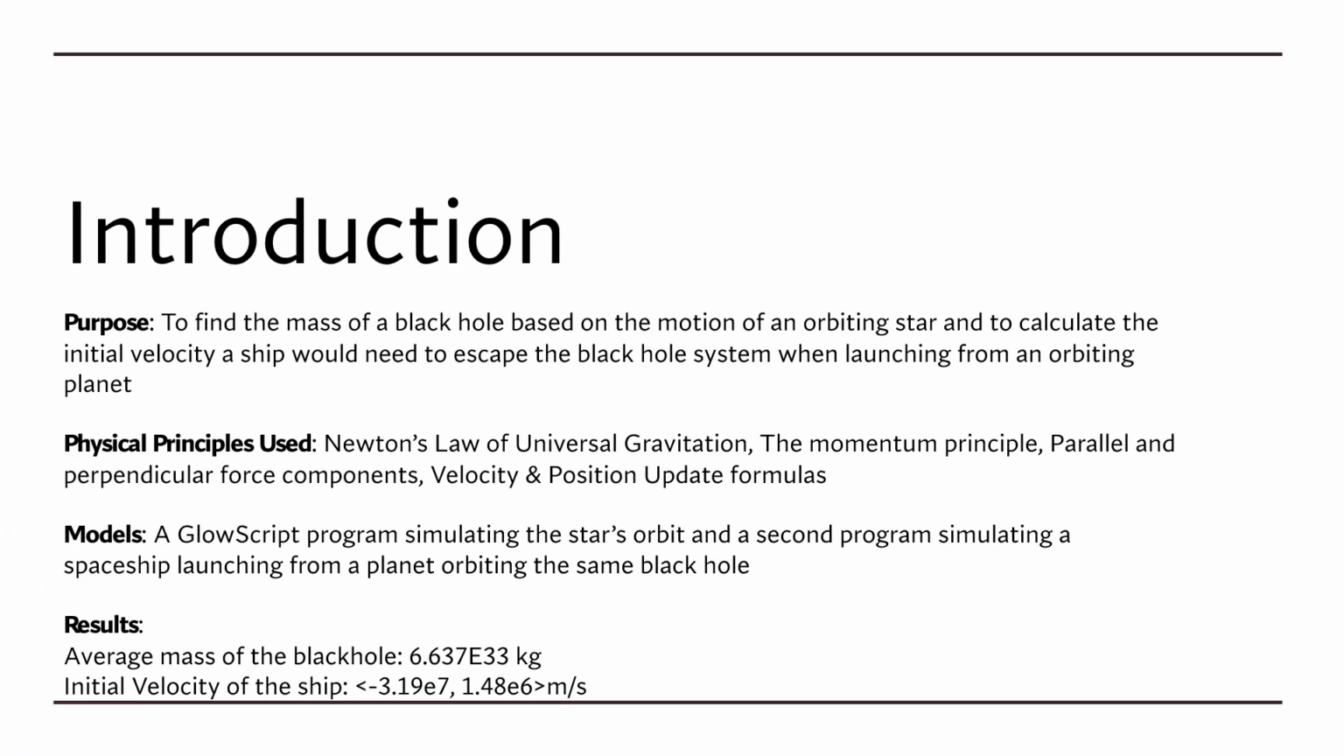The purpose of this lab was to find the mass of a black hole based on the motion of an orbiting star and to calculate the initial velocity a ship would need to escape a black hole system when launching from an orbiting planet. The physical principles used in this lab were Newton's law of universal gravitation, the momentum principle, the parallel and perpendicular force components, and the velocity and position update formulas.